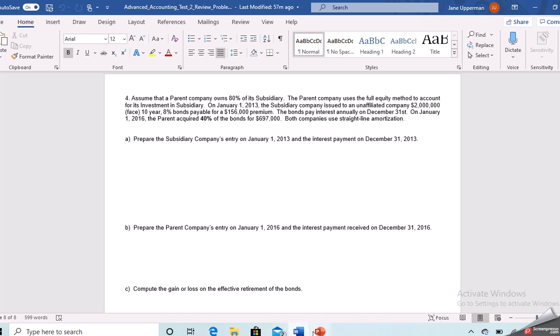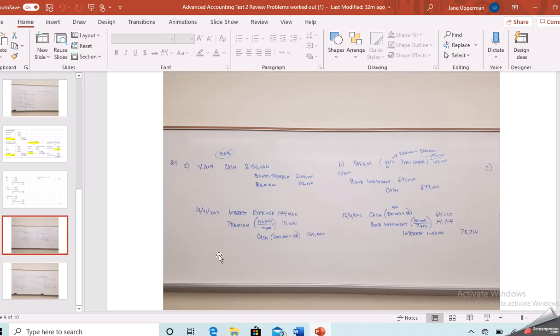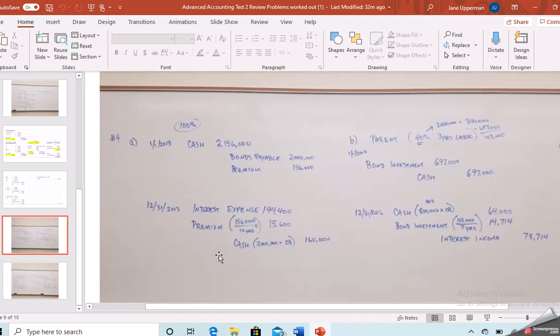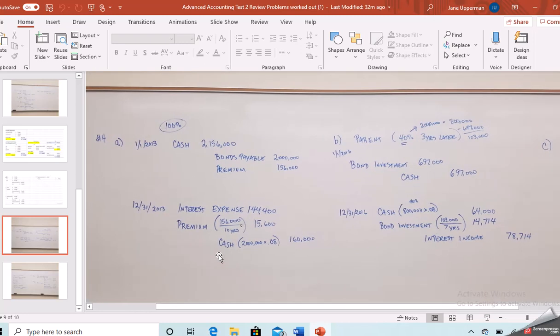So then we're going to go back over here and we're going to map out the entries. The first thing that I have you do is say, okay, what were the entries for the sub, and then what were the entries for the parent? So the sub issues the bonds on January 1st, 2013. They receive the cash for the amount of the bonds plus the premium, so the $2,156,000. They set up a liability for $2 million in bonds payable, and then they set up the premium of $156,000.